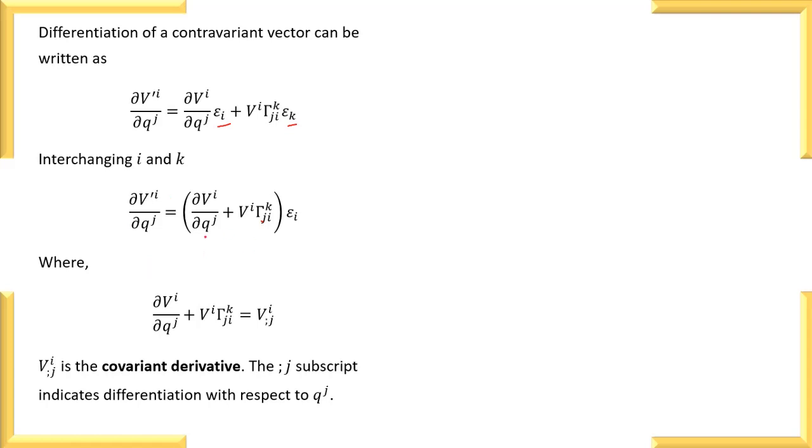The term inside this parenthesis is called the covariant derivative of this contravariant vector V^i. It is expressed as V^i semicolon j. The semicolon j tells us that the differentiation is done with respect to q^j. So here we have the actual partial derivative plus some more components. That is why we said that the covariant derivative can be considered as a projection of the actual derivative. We have this actual derivative and some other components to form the covariant derivative of this contravariant vector.